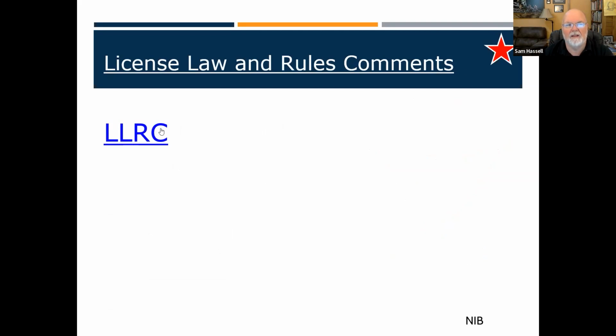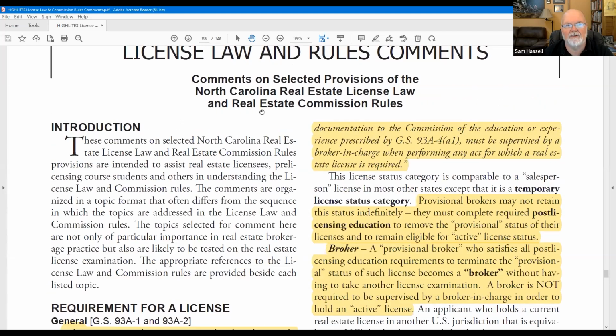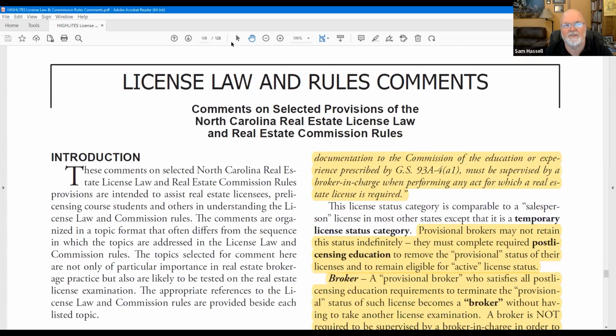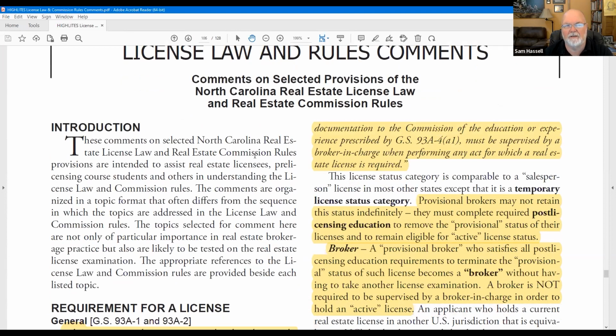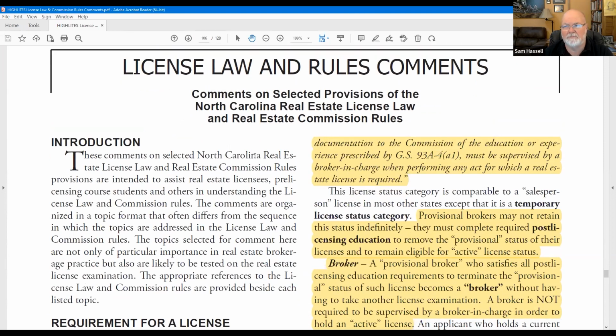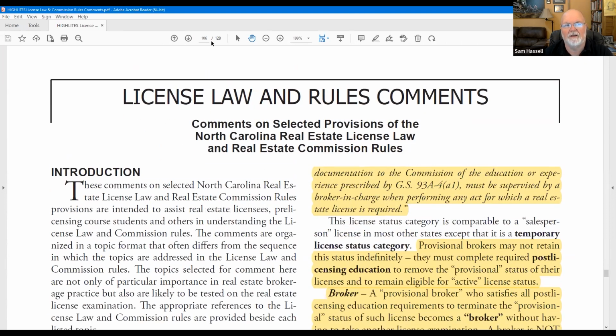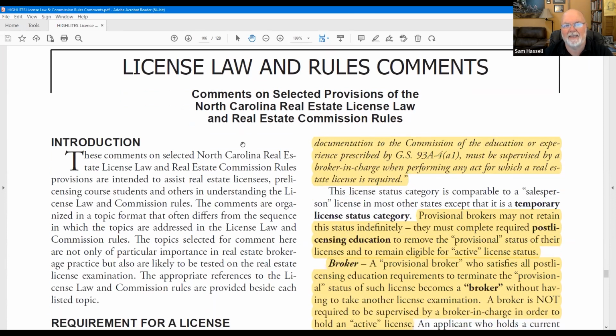License Law and Rules comments, LLRC, this is this book. Hang on one second. This is the highlighted version. This starts on page 106. I just gave you a version that doesn't have the highlights. If this is too difficult, that's okay. You don't have to use this one. Some people like it, some don't. It's not a big deal. There are versions of others. Page 106 through page 128.